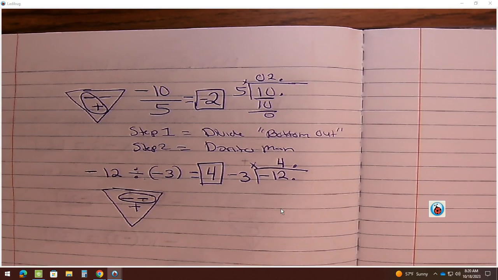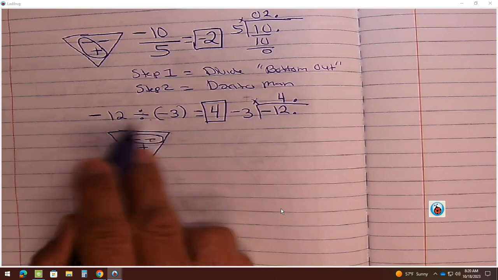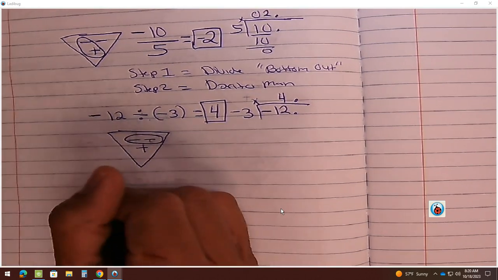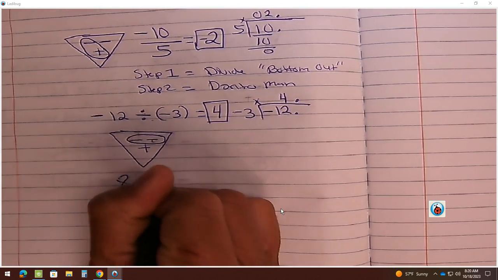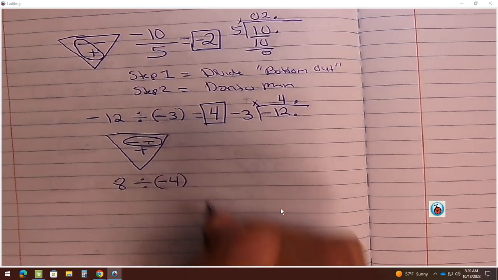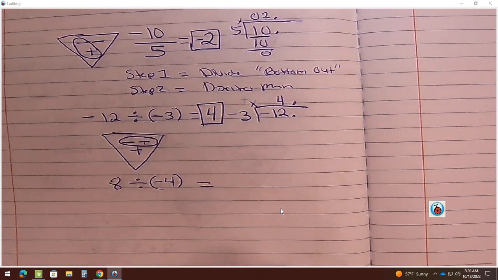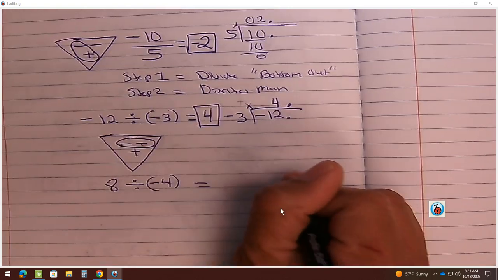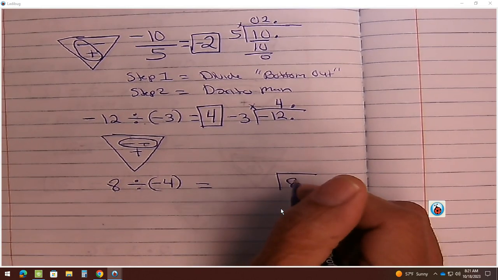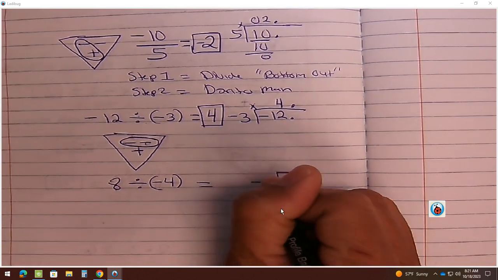Questions? I'm going to do another one this way because I feel that this way is the one that we have the most trouble with. So let's say you have 8 divided by negative 4. Who goes inside? 8 divided by who? Negative 4, not 4, negative 4.